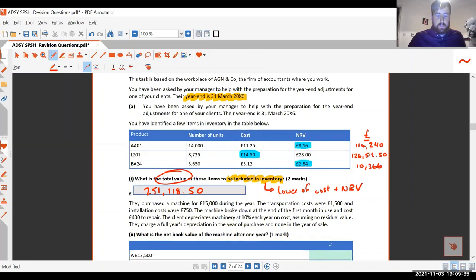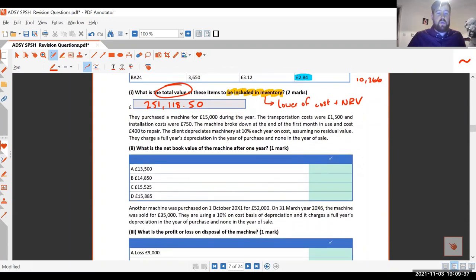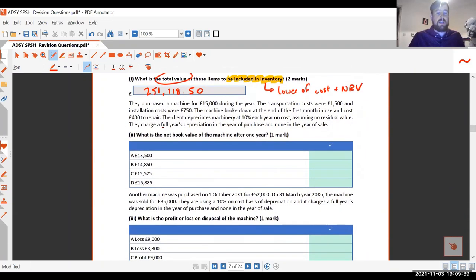For the remainder of this task, we're going to be moving on to machinery. Okay, so they've purchased a machine. They throw a whole load of information at us here just to keep us on our toes. So we're just going to work through each of these different bits of info in turn and see what we think about them.